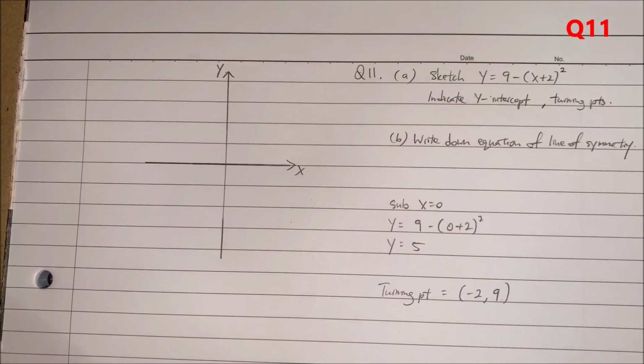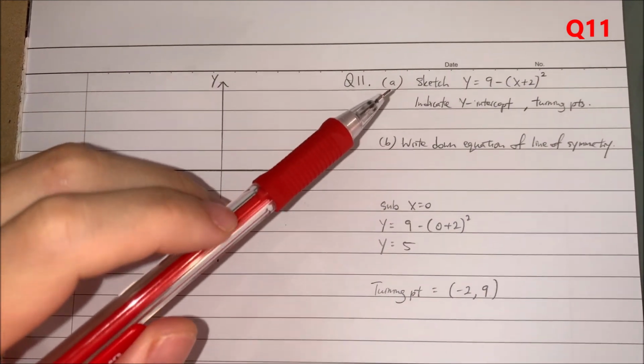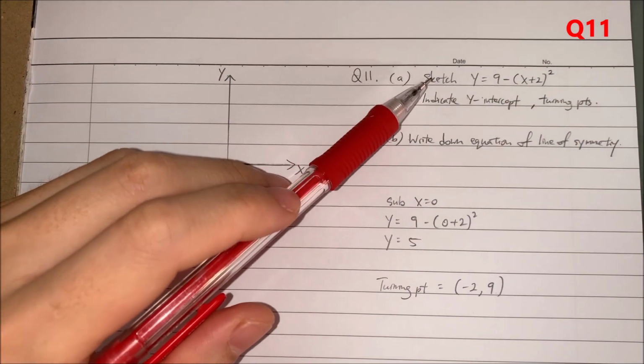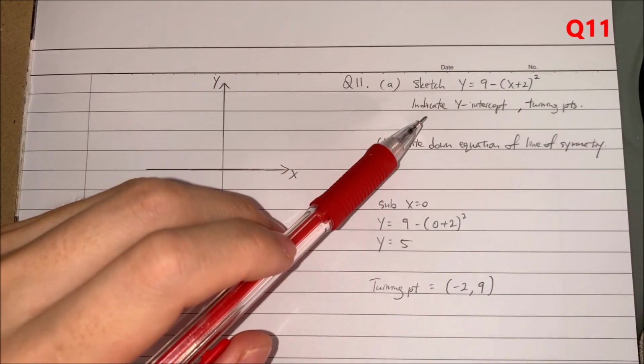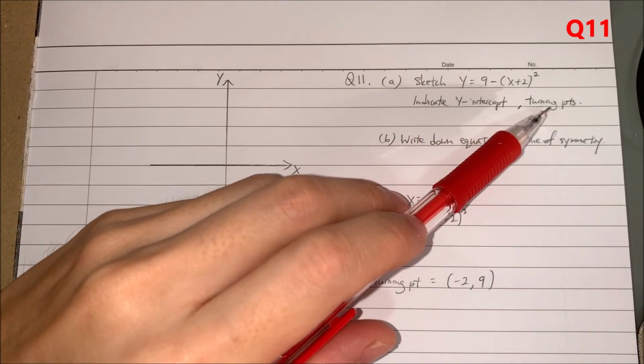Hello everyone, so this is question 11. Before we start, let's look at the question. We're supposed to sketch this graph, and then we need to indicate the y-intercept and turning point.